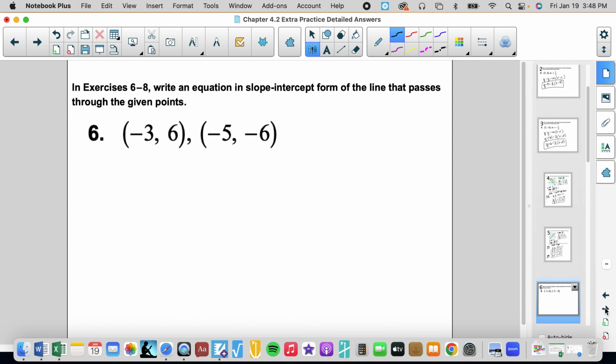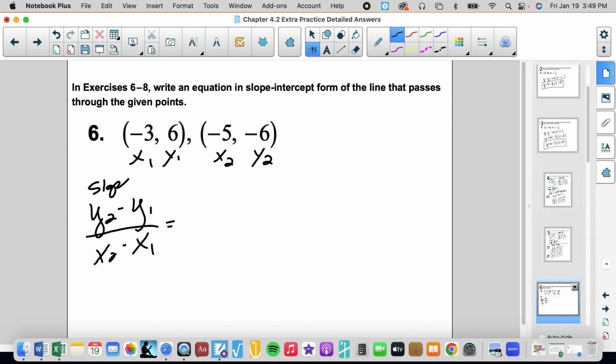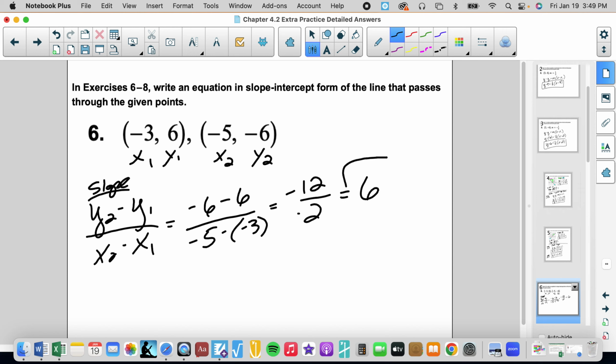This time they give us x sub 1, y sub 1. This is my x value in my second point. This is my y value in my second point. I'm going to do y sub 2 minus y sub 1 over x sub 2 minus x sub 1 to find the slope of the line. So the slope is going to be negative 6 minus 6 over negative 5 minus negative 3, which gives me negative 12 over negative 2, which gives me a slope of 6. Always reduce your fractions and slope-intercept form.